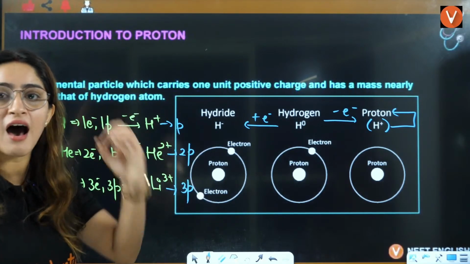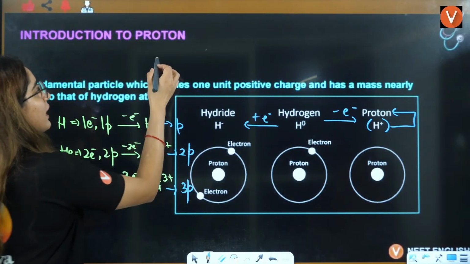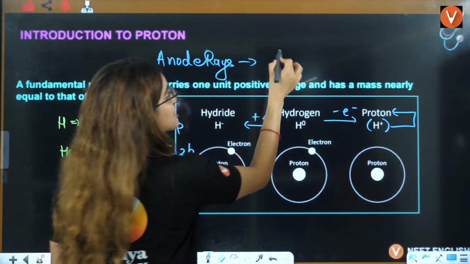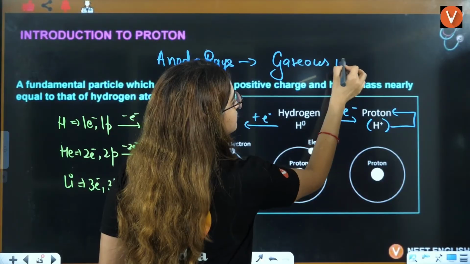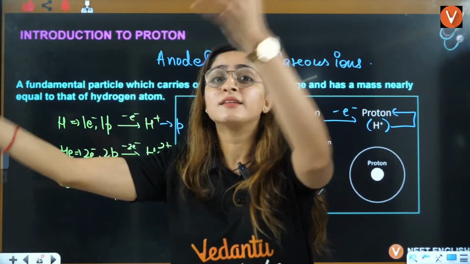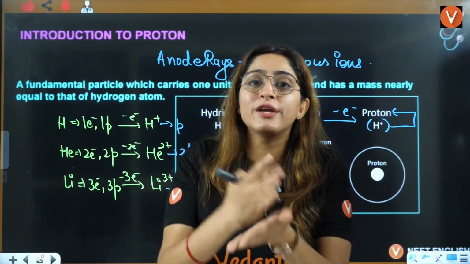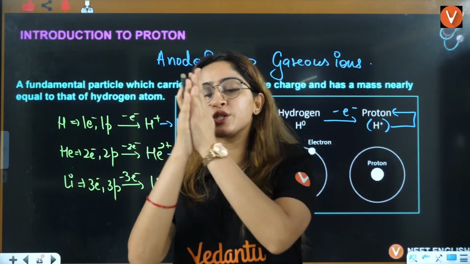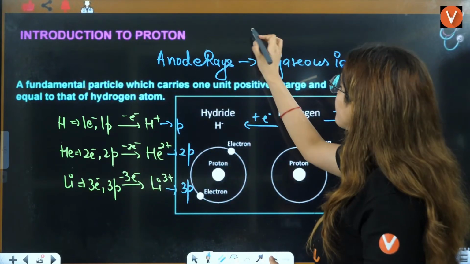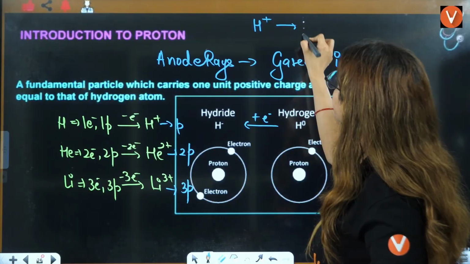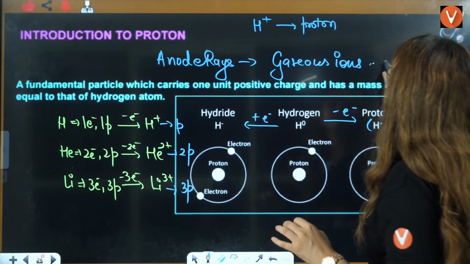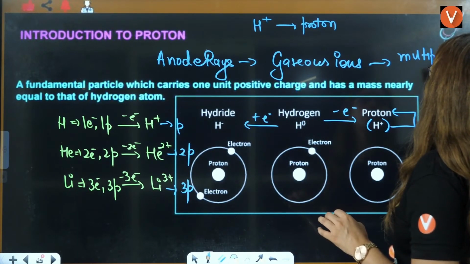And anode rays are not protons. Anode rays are gaseous ions. These are formed after losing the electron, there is some gaseous ion that we are forming here. And anode rays are positively charged with that gaseous ion. Yes, in case of hydrogen positive, it is a proton, because you are left with only 1 proton. But other gaseous ions are multiples of the proton.